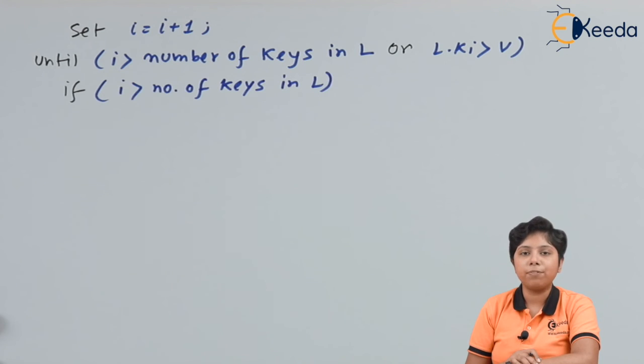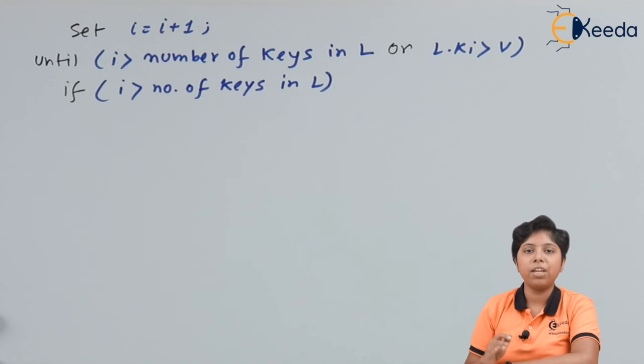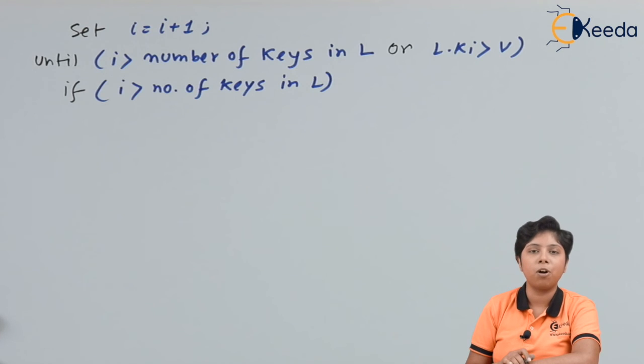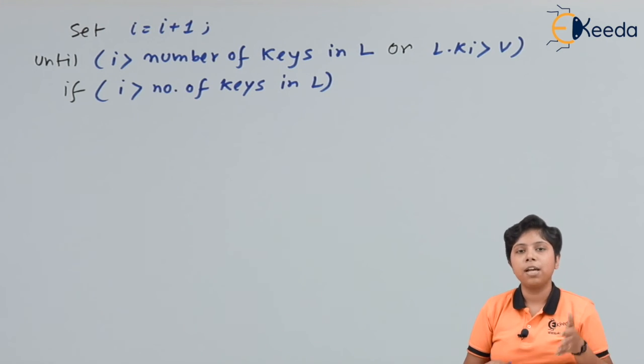Now even after that, we have considered the number of keys in L and we have already traversed the loop, and if we get out of this loop and see that i is still at the number of keys in L, that means i has some greater value than the number of keys in L.